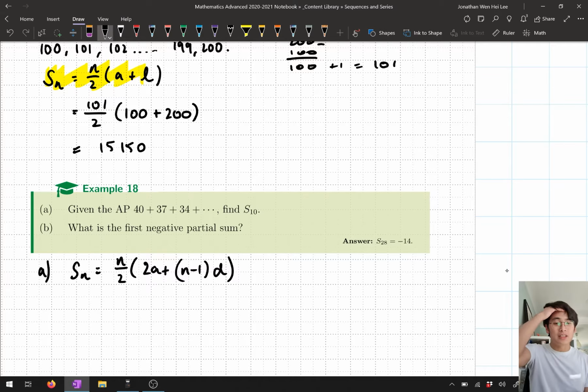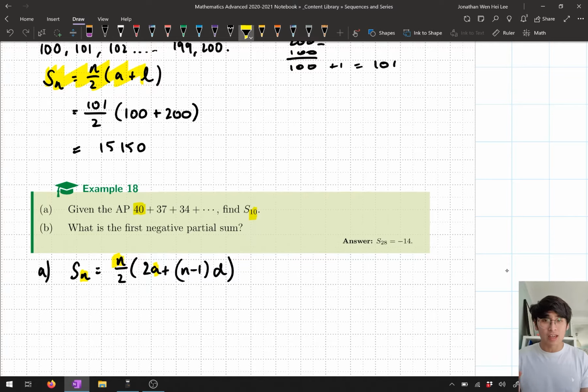So we can actually use this second formula to help us figure out this sum really easily, because we can find the starting term, 40 for a. We can find the common difference by taking two consecutive terms and calculating the common difference. And they also tell me what partial sum I want. I want the 10th partial sum, so I have a value for n here.